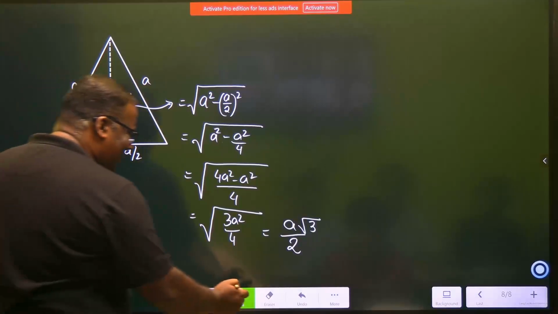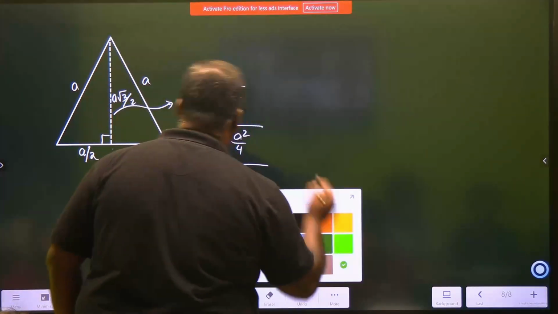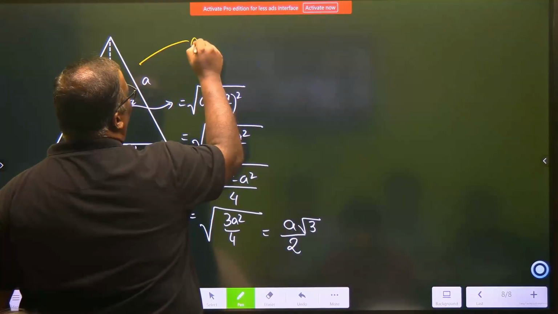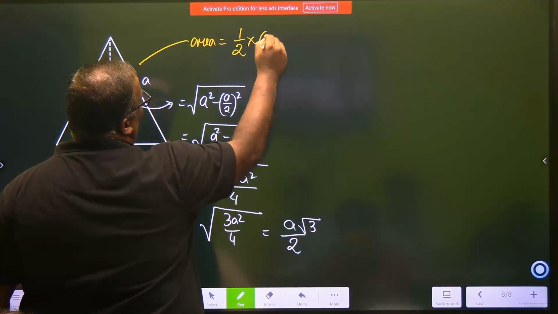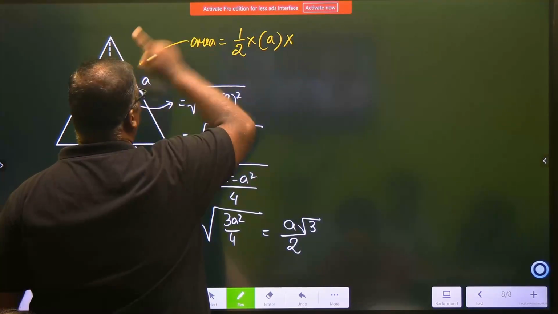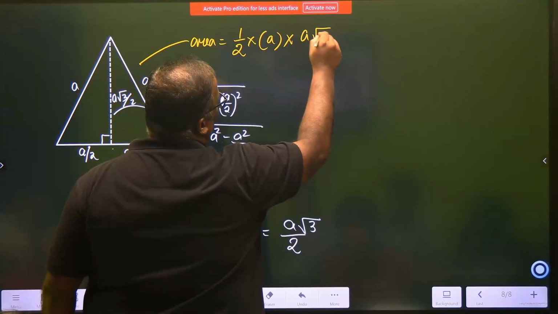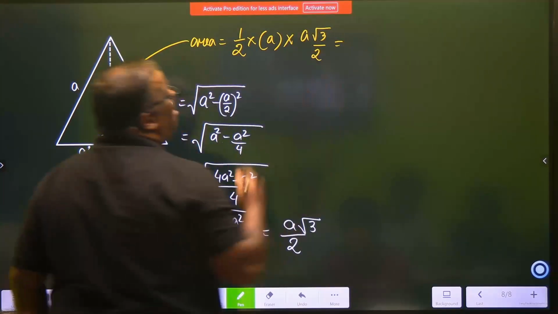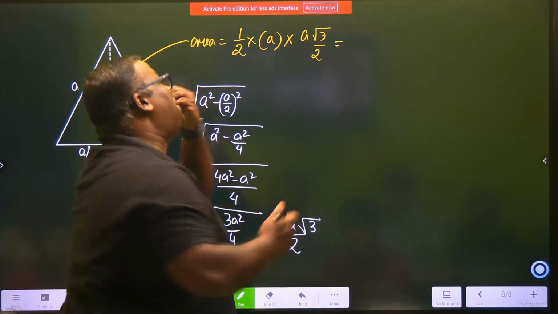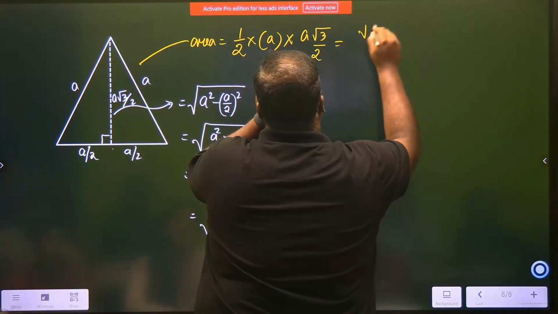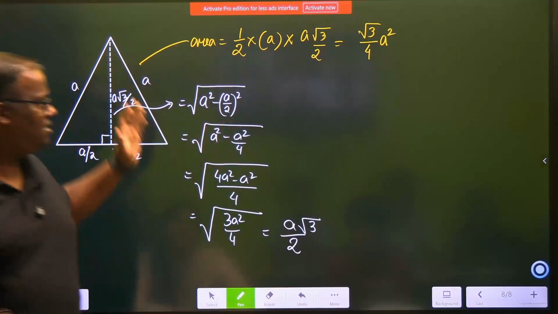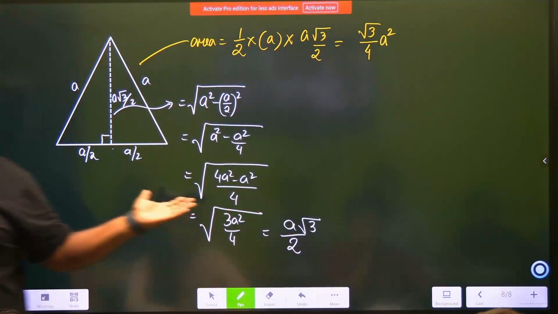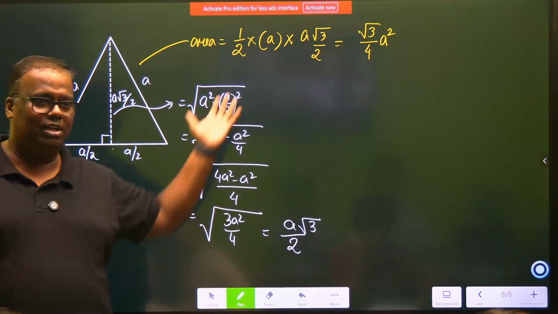And that is one of the reasons that when we say the area of the equilateral triangle is half times the base a multiplied by the height a root 3 by 2, the area of an equilateral triangle is root 3 by 4 a square. This has come from here only. Have you understood how to get the area?